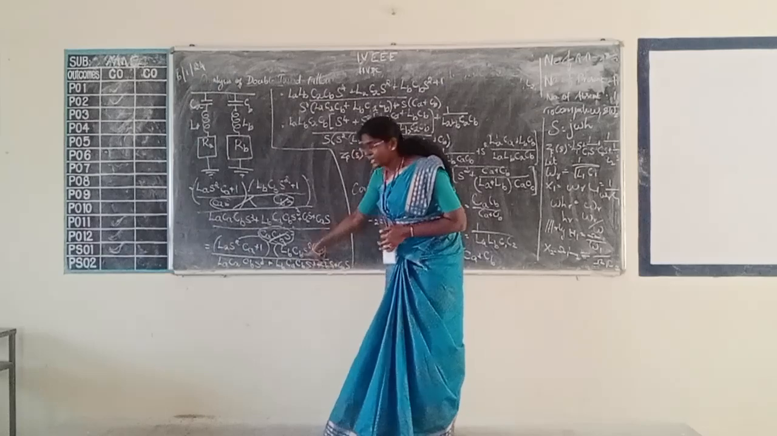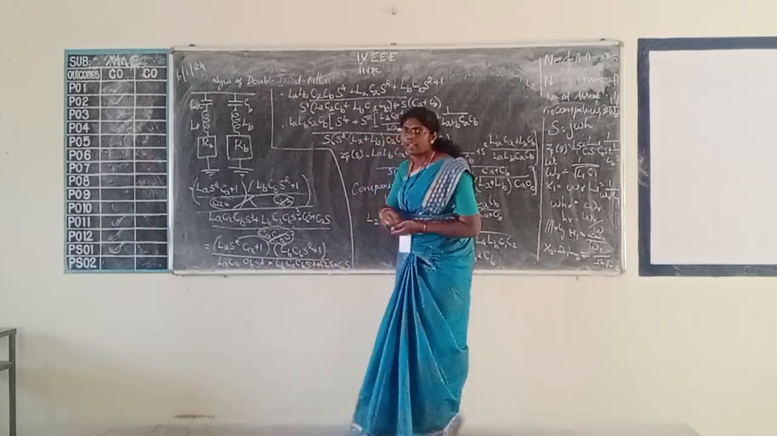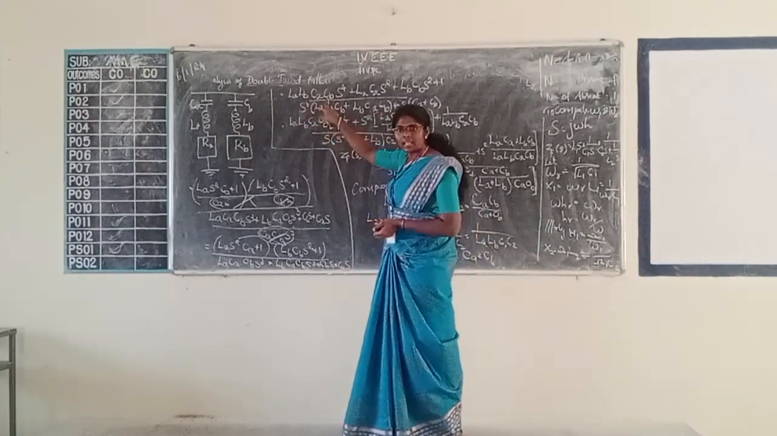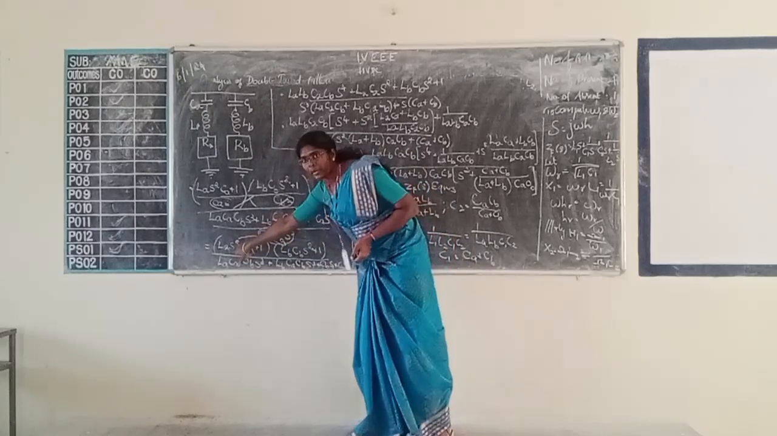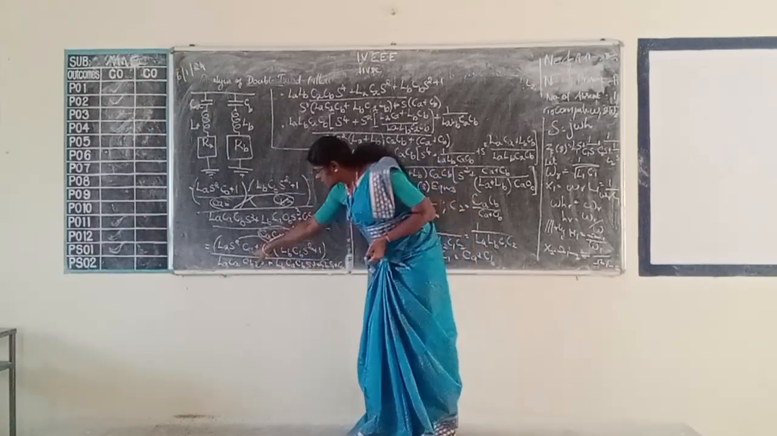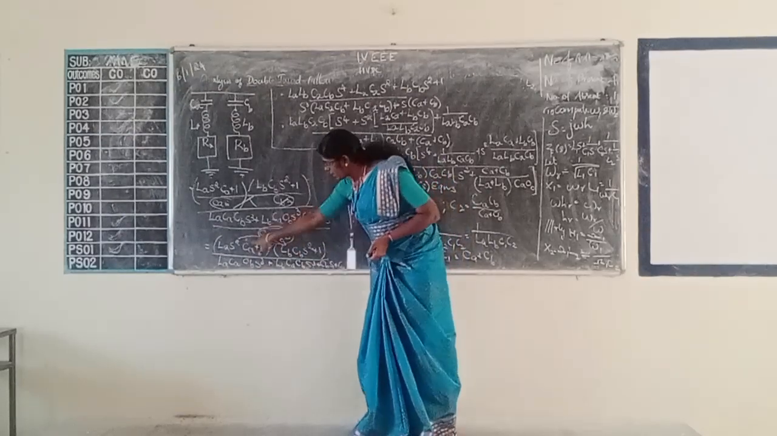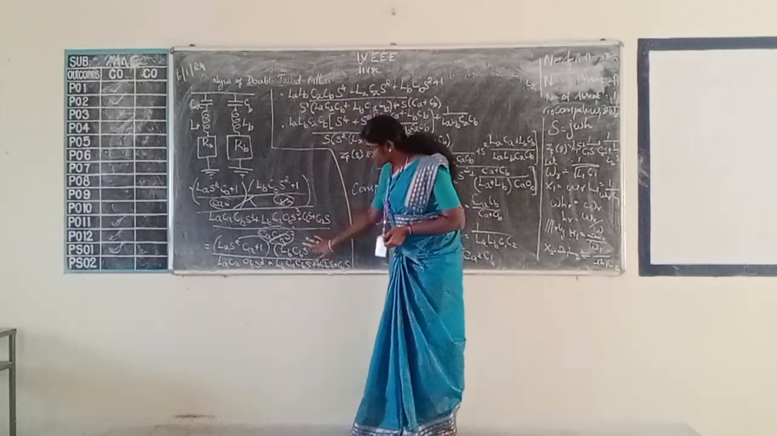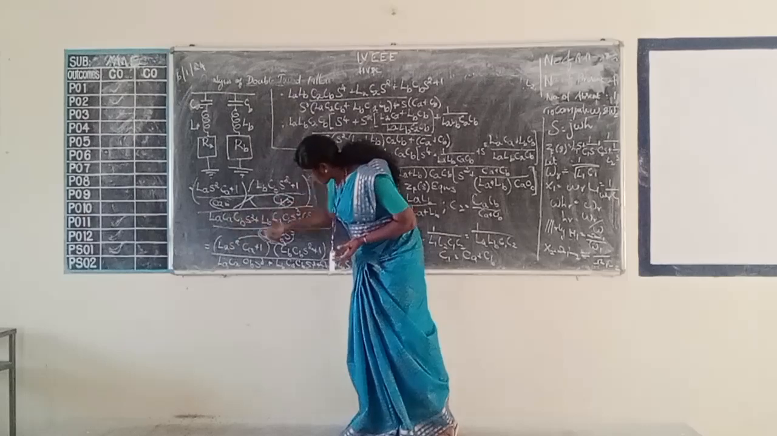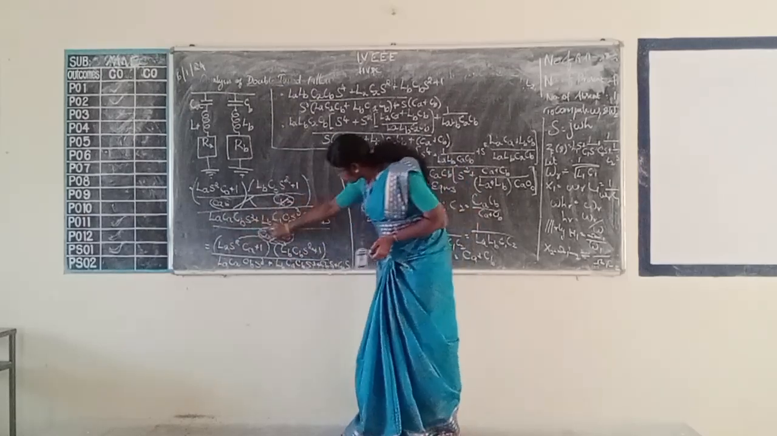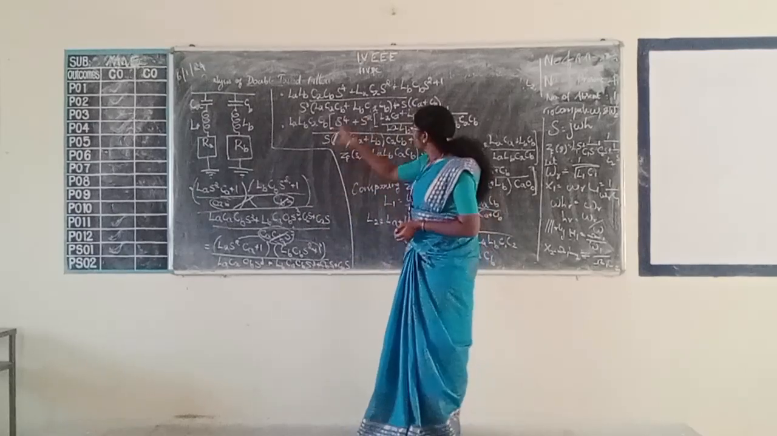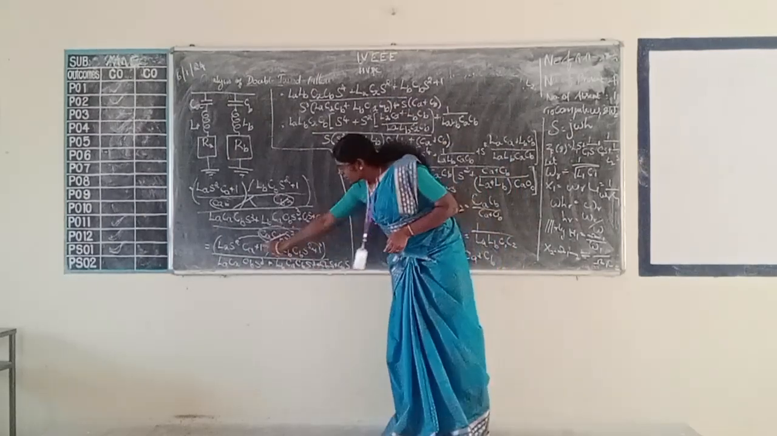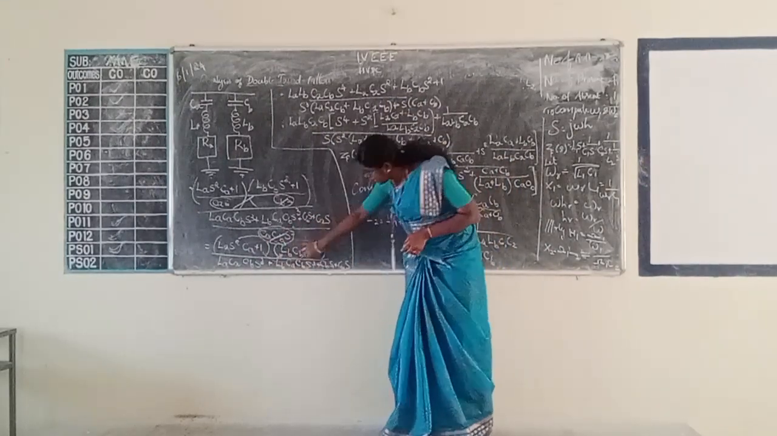This LA CA S square is multiplied with LB CB S square. So what will happen? S square will become S power 4, and the terms will be LA LB CA CB. Can you able to LA CA S square.